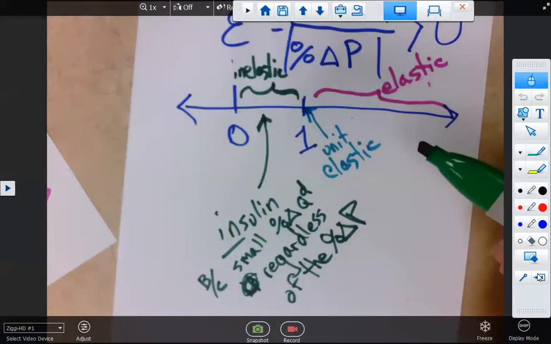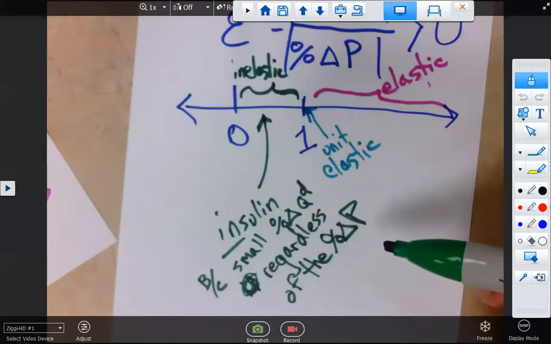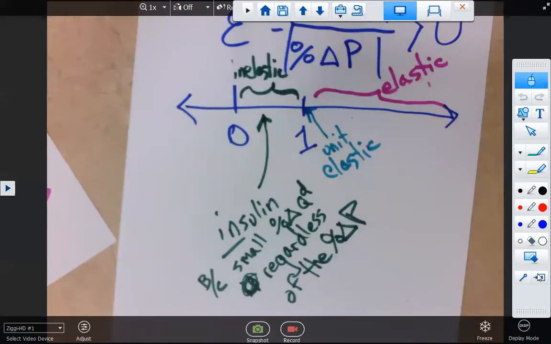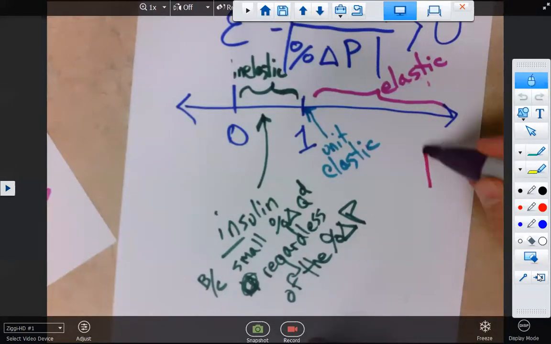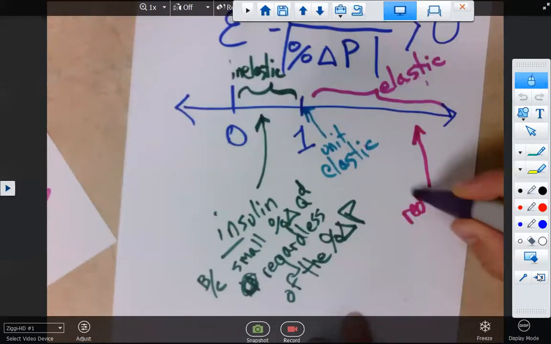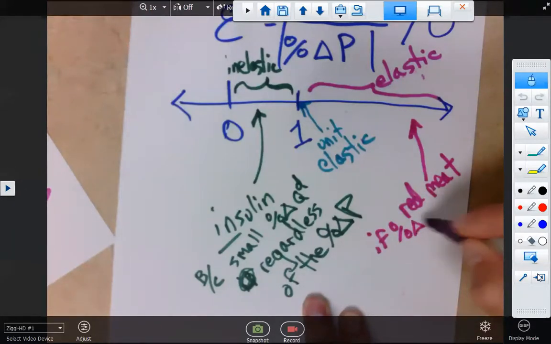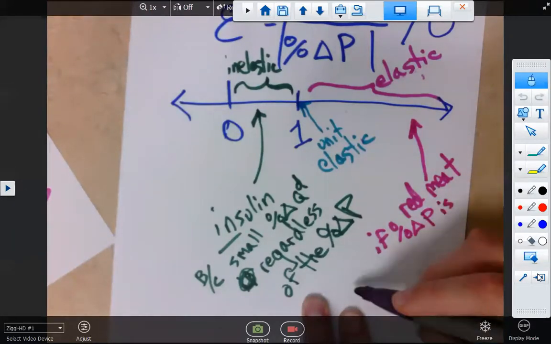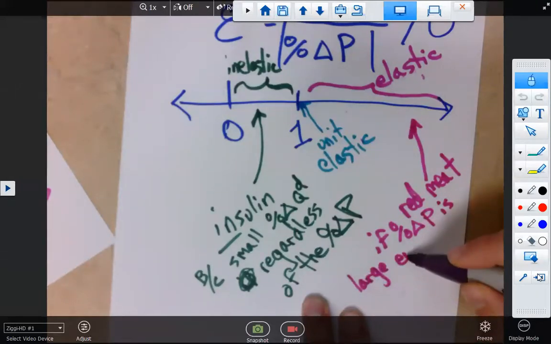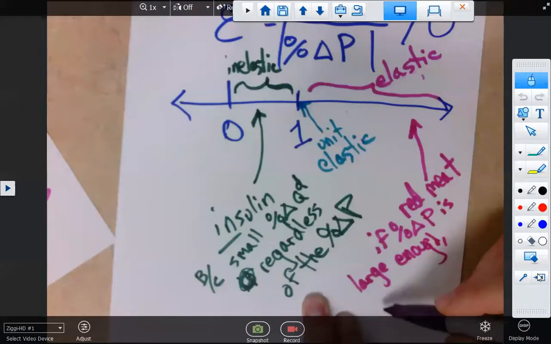What about elastic goods? An elastic good is something where if the price changes, I'm essentially not going to buy it anymore. A lot of our luxury goods are elastic. Red meat: if the percentage change in the price is large enough, I buy less.